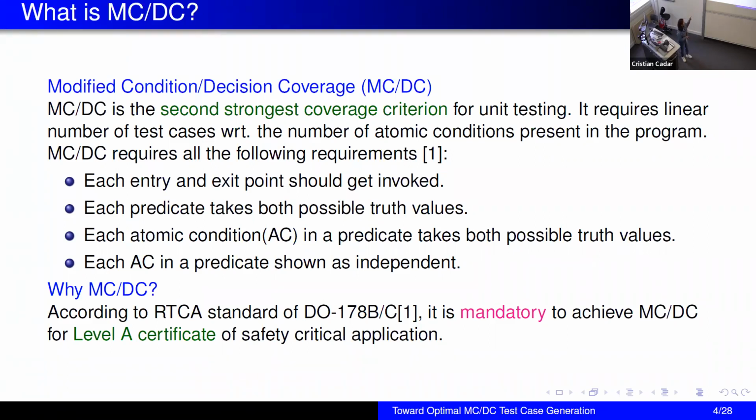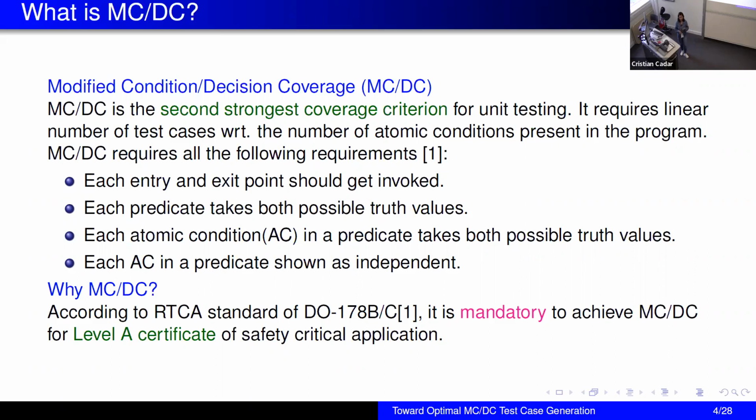MCDC has the following requirements. Each entry and exit point should get invoked at least once. Each predicate in the program must take both truth values, and each atomic condition in a predicate must take both truth values at least once. All these three requirements are actually statement coverage, decision coverage, and condition coverage. But the fourth one, which is mainly for MCDC, is that each atomic condition in a predicate is shown as independent.